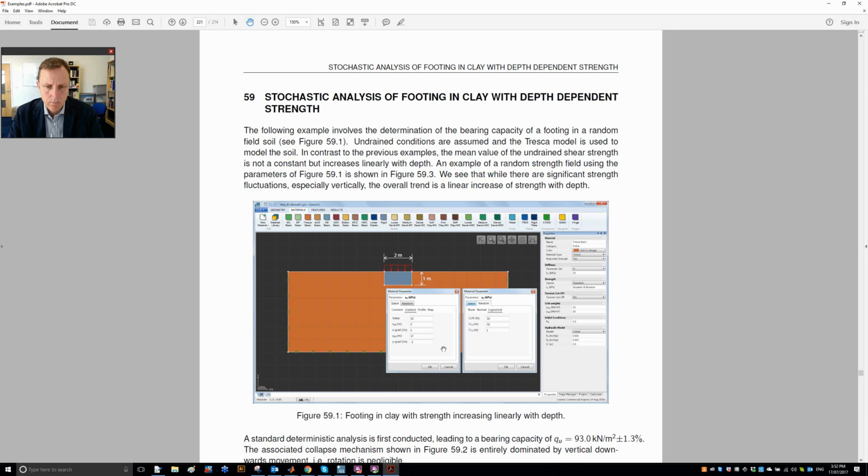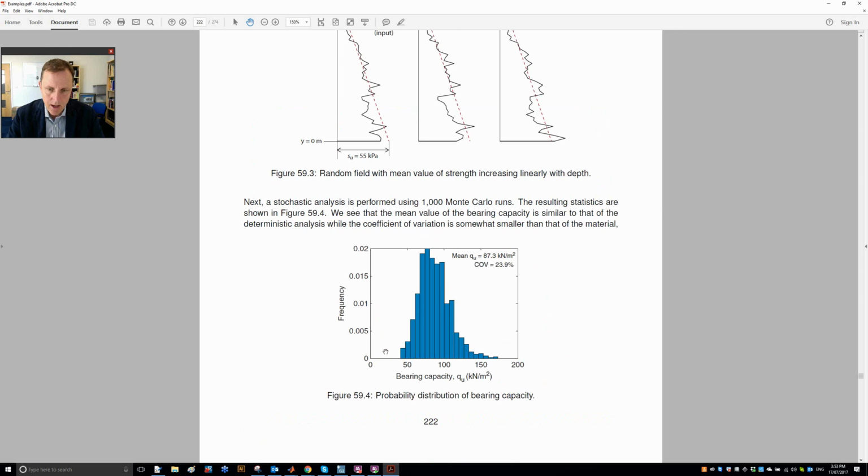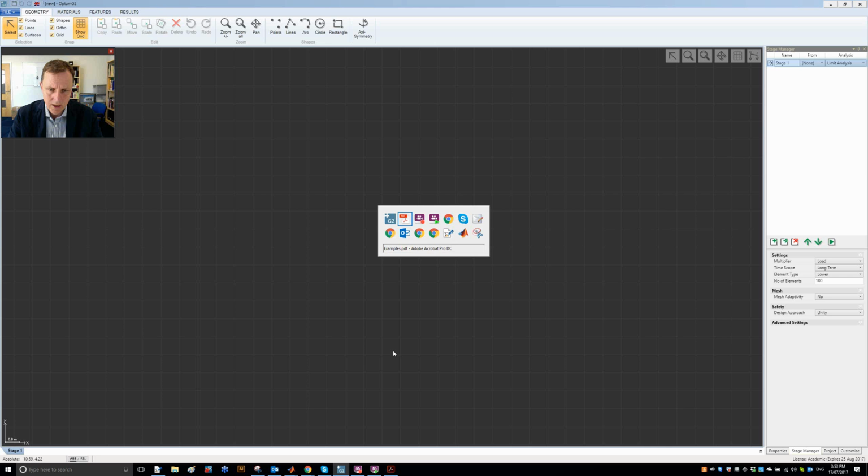So you can have a depth-dependent strength as well. Say a linear variation of the undrained shear strength with depth, and then add variability on top of that. So you can generate random fields like this one here, where you have a linear trend, but you have some noise, some variability. And it is not only for strength that this concept applies, it applies to any material parameter that is available in OptumCE2. So you could work with a random stiffness as well in elastoplastic analysis, and you can work with combinations of stiffness and strength parameters.